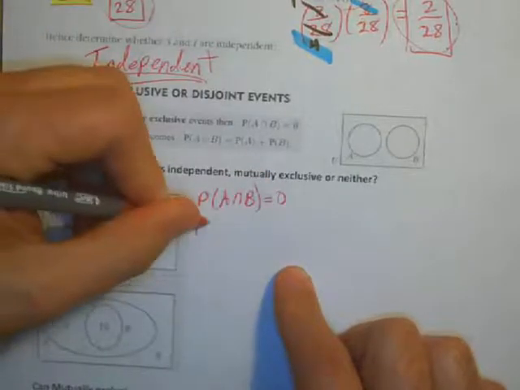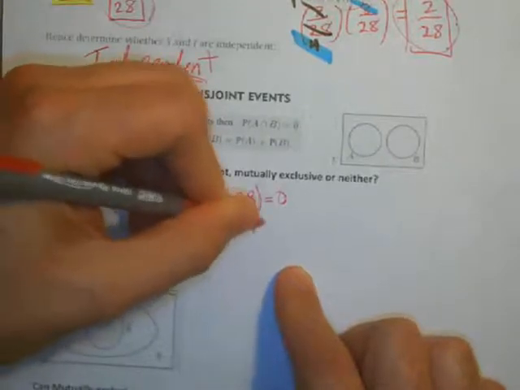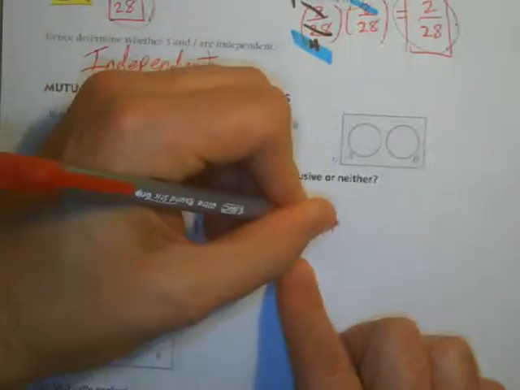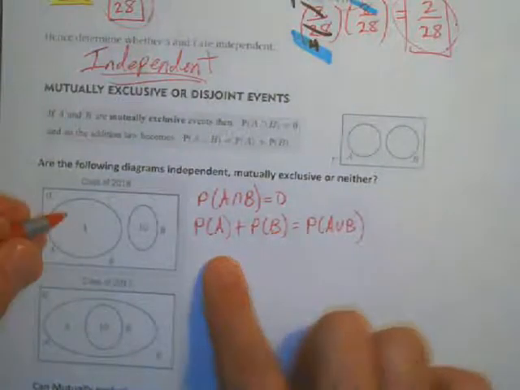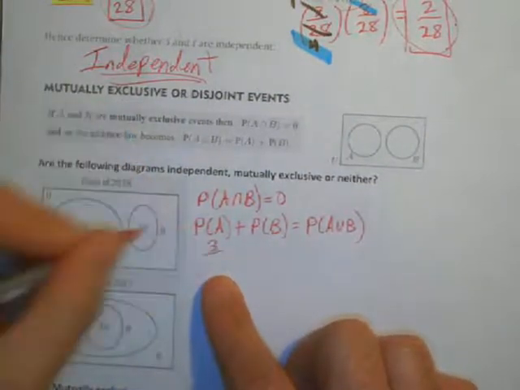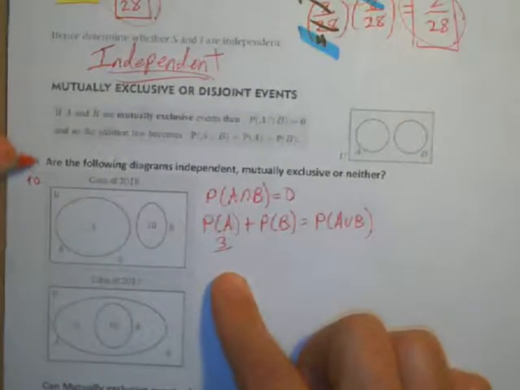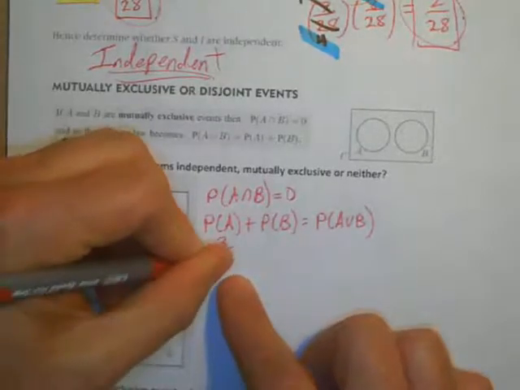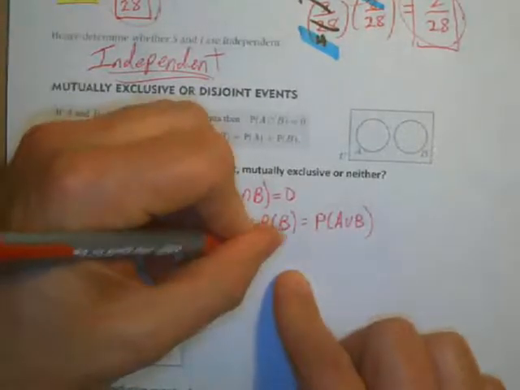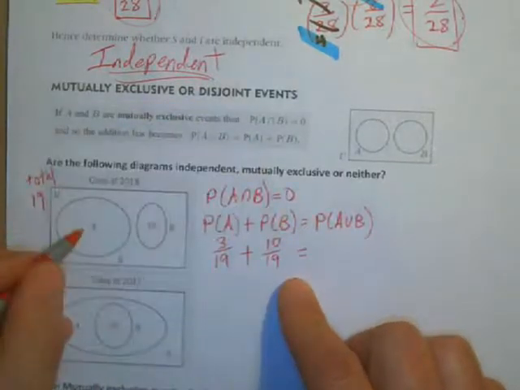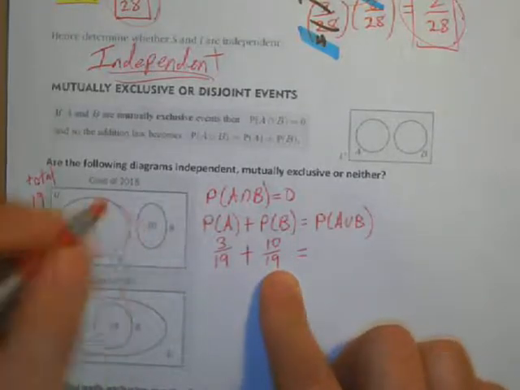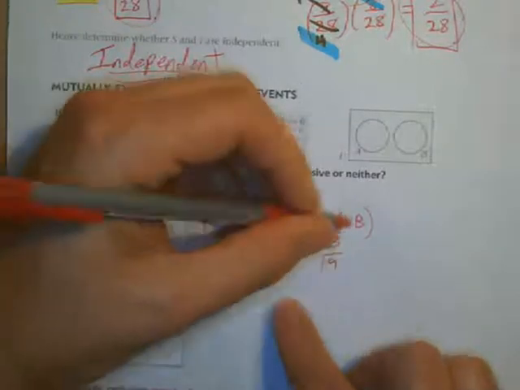You can also say that the probability of A plus the probability of B is equal to the probability of A union B, right? Probability of A is 3, what's our total? The total is 19. So the probability of A is 3 over 19. The probability of B is 10 over 19. Is that equal to this plus this, 3 and 10, that's going to be equal to 13 over 19. So it's mutually exclusive.